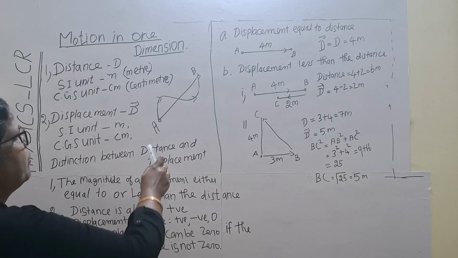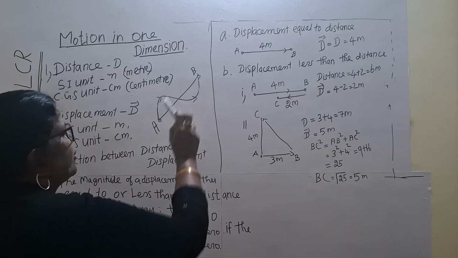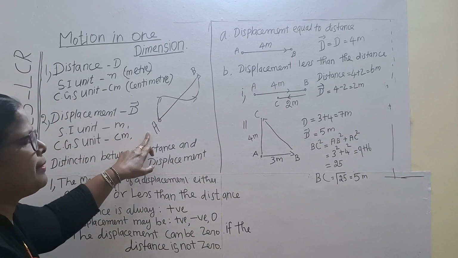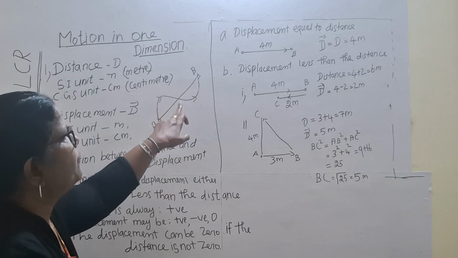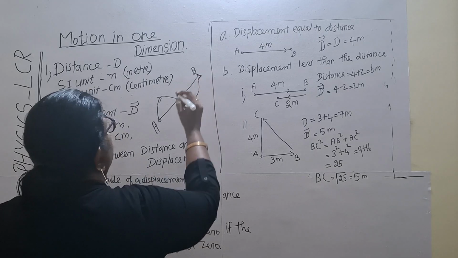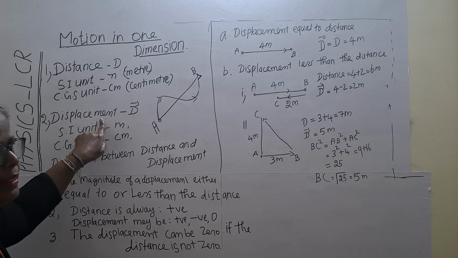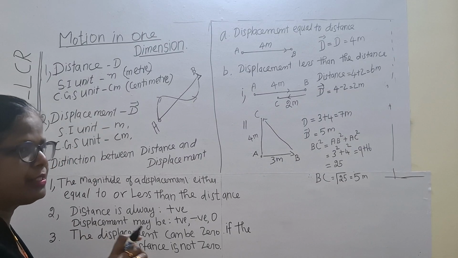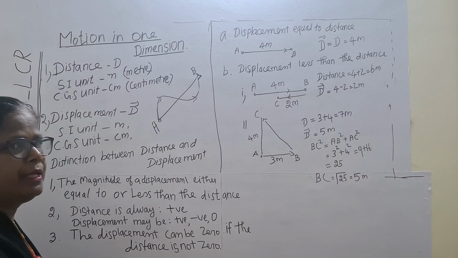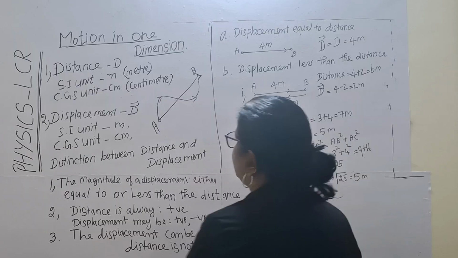Second, when the body moves from A to B directly, it is the shortest distance. The body moves the shortest distance from the initial position to the final position with a particular direction. That's why I have given an arrow mark from A to B. Displacement means the shortest distance from the initial position to the final position with a particular direction.